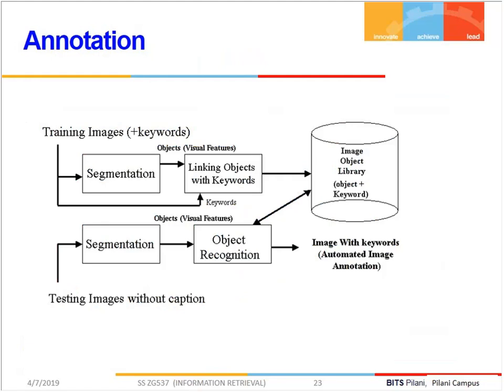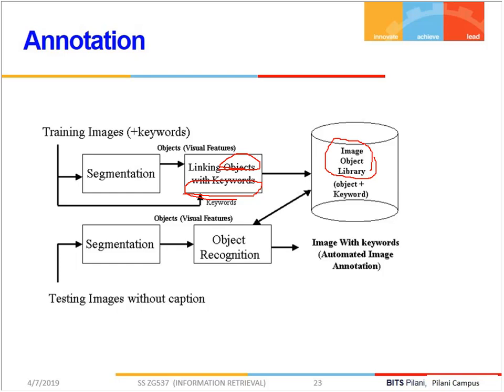So the procedure says that you have a set of training images. You segment those images into different segments, and those segments are basically nothing but the visual terms. Like if you had the image of the polar bear, you segment it into polar bear and icy background. These are called the visual terms. Now you link each of these visual terms with their keywords, so you annotate the visual terms with the correct annotations. You maintain the visual terms along with the annotations in a repository, which is called an image object library. So each visual term along with its annotation is present in the image object library. So this is for the training set.